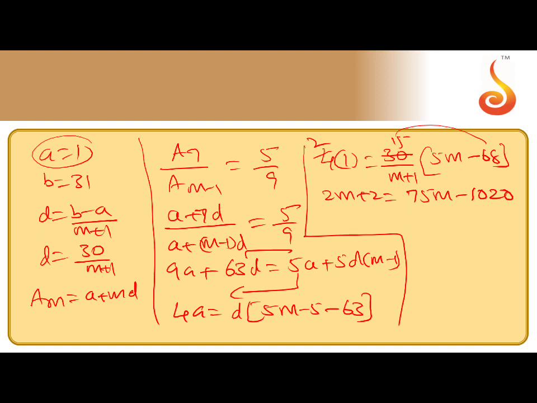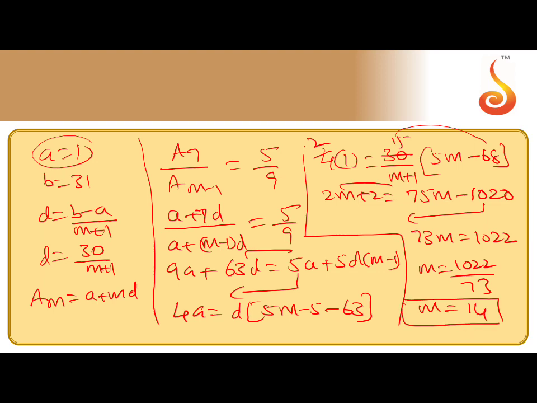You can calculate yourself. Now rearrange this: this side, m terms on that side. 75 minus 2 is 73m equals 1020 plus 2, 1022. So m equals 1022 by 73. So after cancellation, this part you can work out. M is 14. So big calculations are there. You can go for verification. Options are given for the m value, so just check which value is matching with this one. I hope you all understood this one.